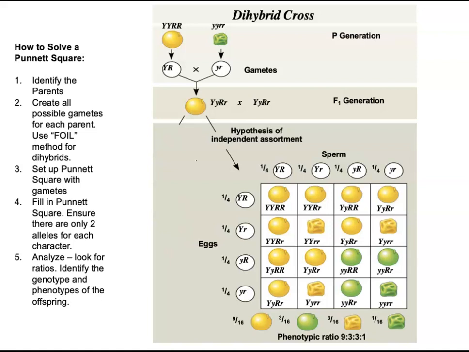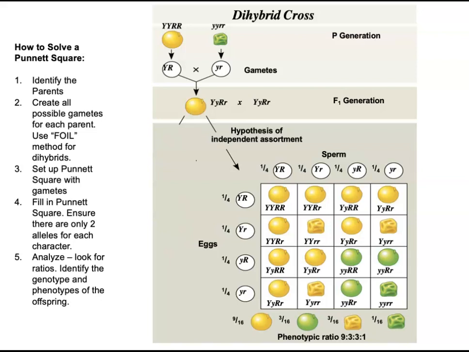Step 3 is to set up the Punnett square. The parental cross does not need a Punnett square because there's only one combination possible as an offspring. When we fertilize the sperm and egg gametes from the P generation, we create the dihybrid big Y, big R. This is our F1 generation.